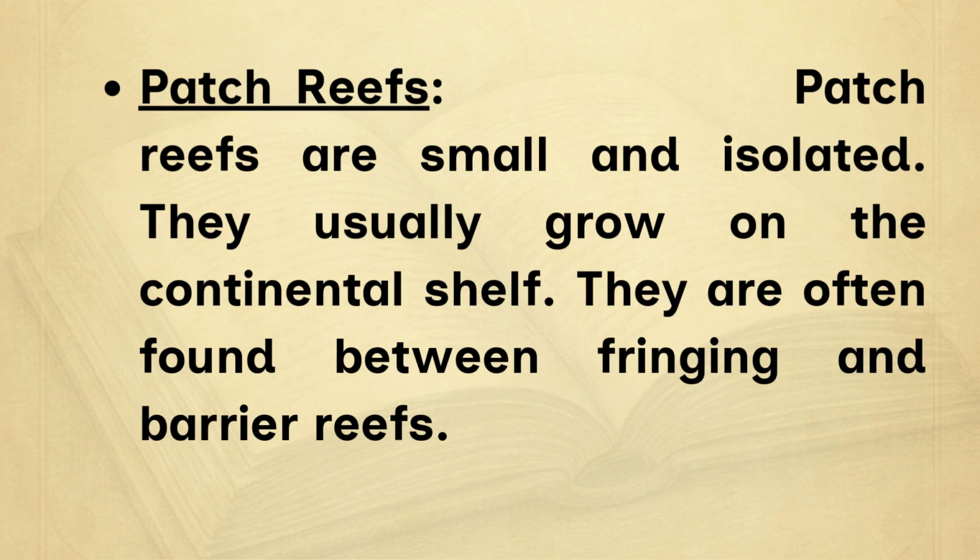Patch reefs. Patch reefs are small and isolated. They usually grow on the continental shelf. They are often found between fringing and barrier reefs.